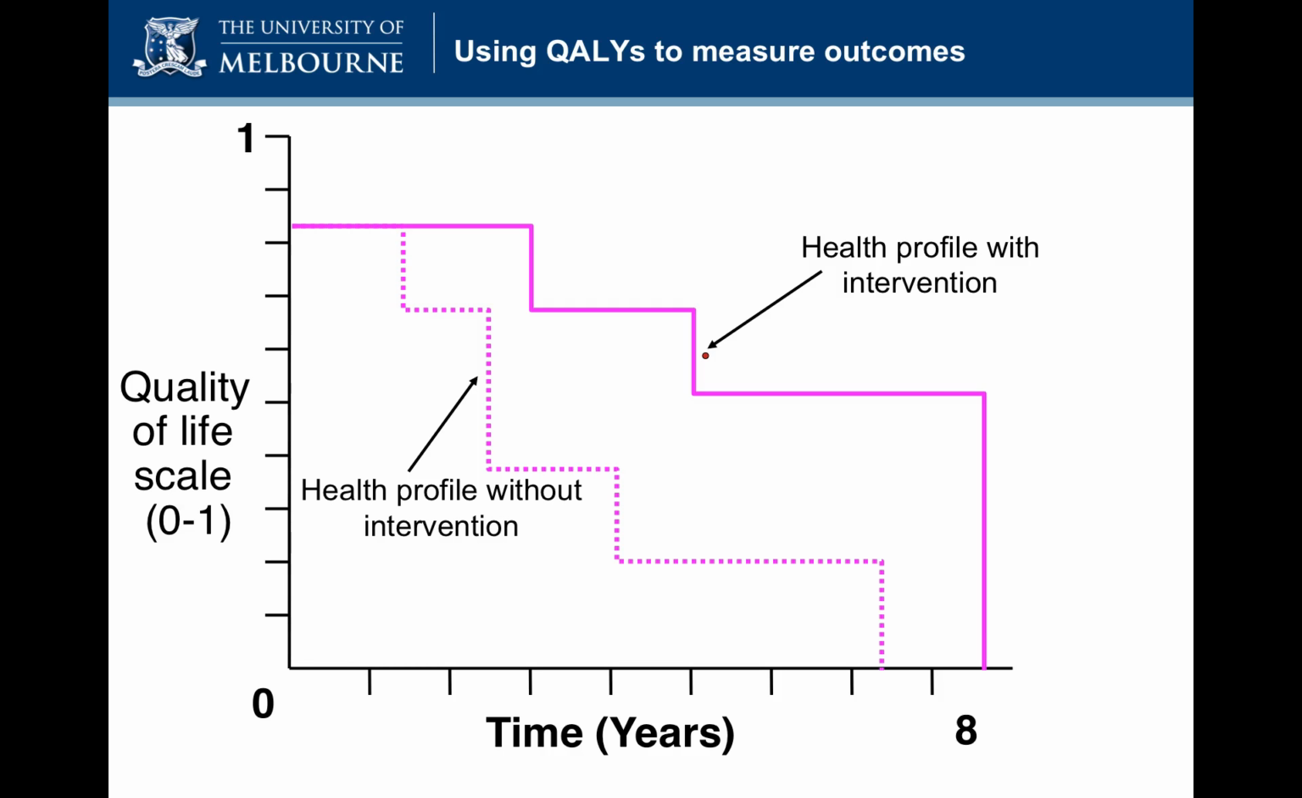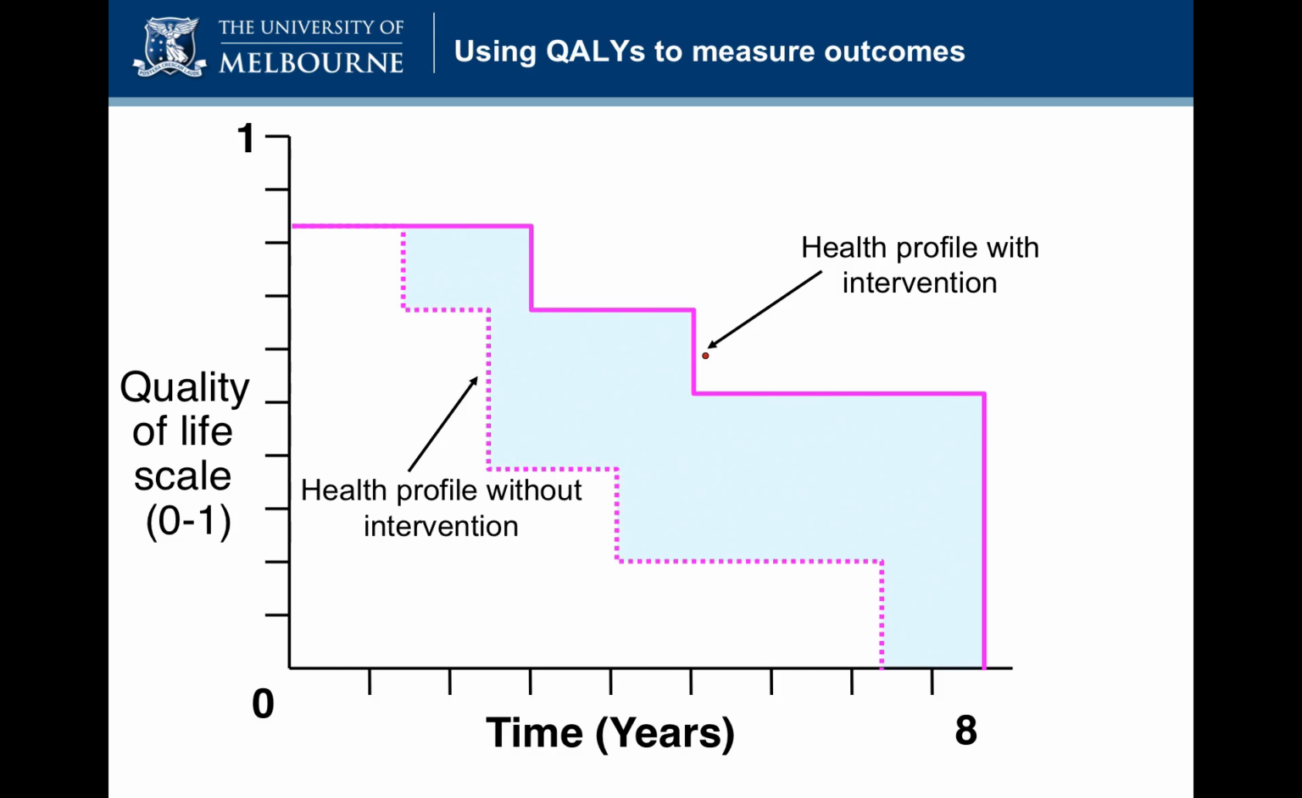So we could also count the number of events. So here, without the intervention, we have 4 events that impact on your quality of life. Here we only have 3 with the health profile. But I think what we would like to do is weight each of the events and their impact on quality of life on this quality of life scale, where 1 is a state equivalent to full health and 0 is a state equivalent to death. And clearly what we're trying to do is measure intermediate states on this scale, which is often called a QALY.